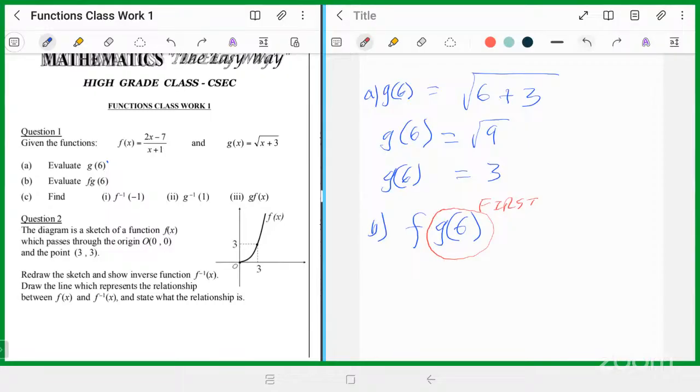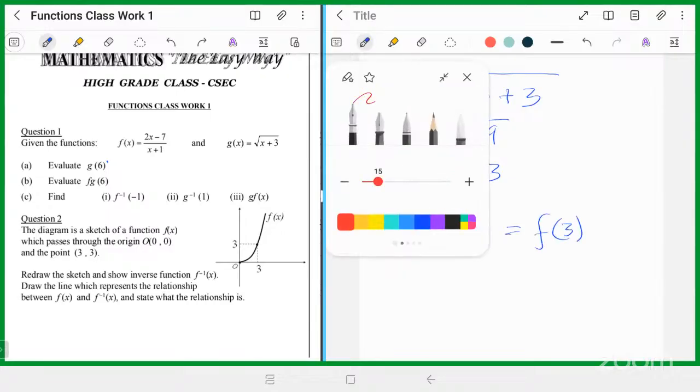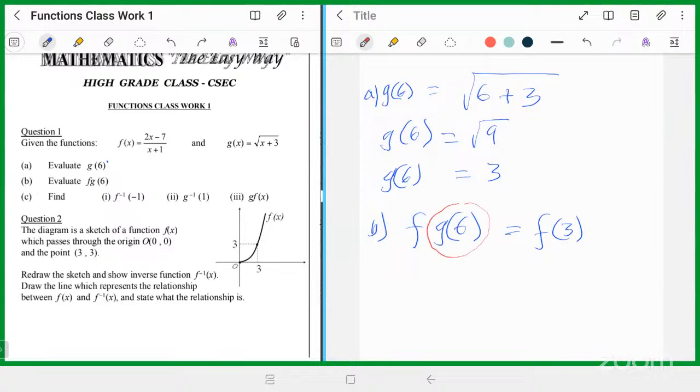So in essence, we are therefore finding f of 3. Because, as I said, the g of 6 is this 3. And so we're finding f of 3. Simple as that. A lot of persons went about working out the g of 6 again. You don't need to work out the g of 6 again. You have it here already.